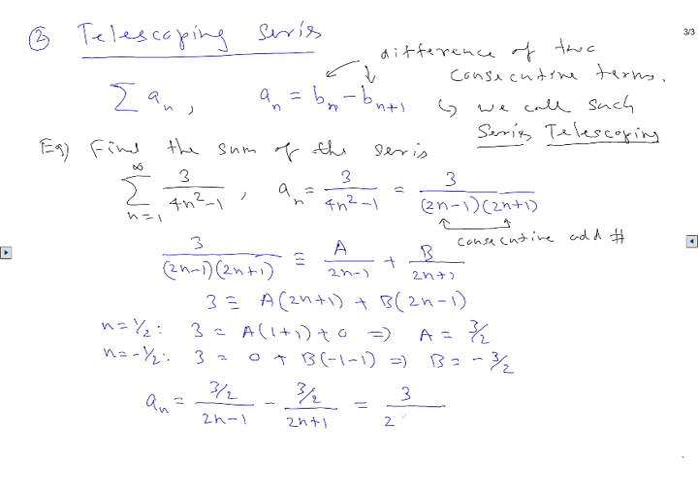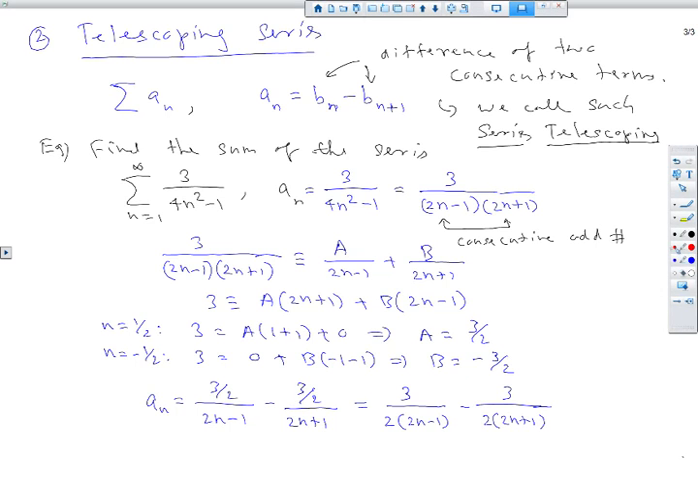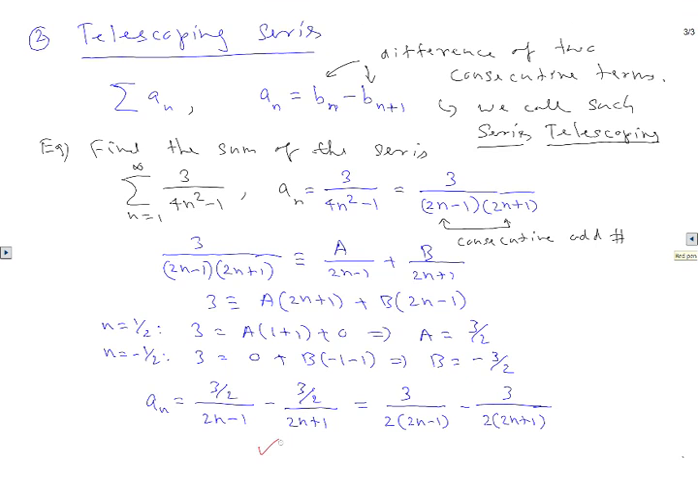So we can write this one as 3/(2n-1) minus 3/(2n+1). But we don't need that for this problem. We're going to go with this version, because that's much more helpful for our problem.